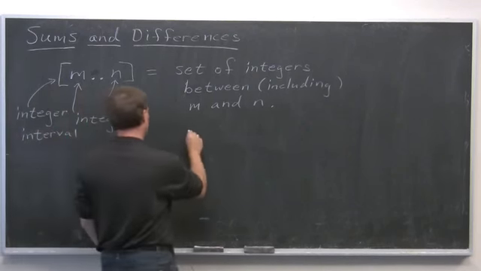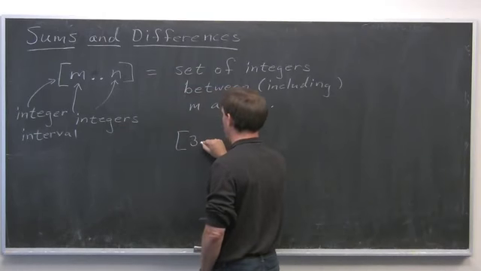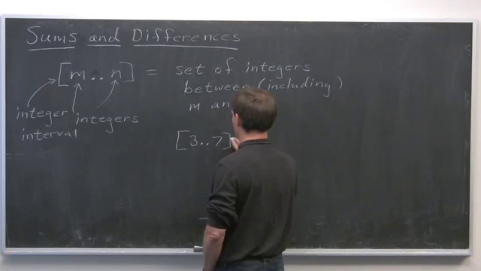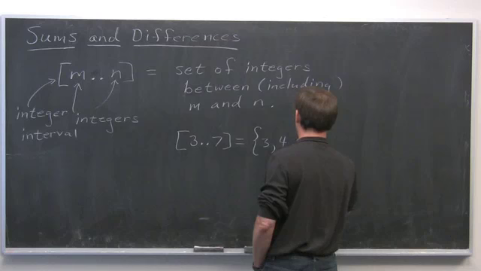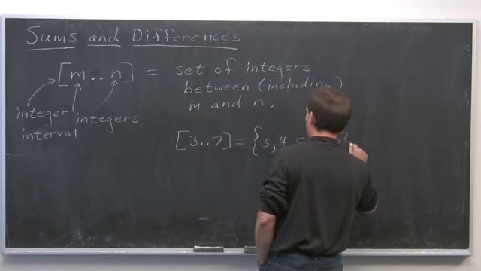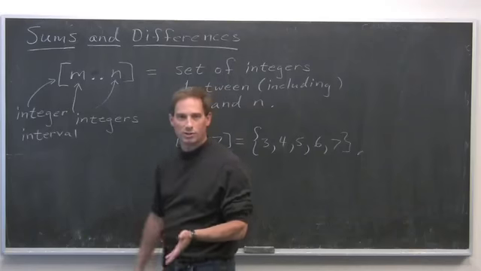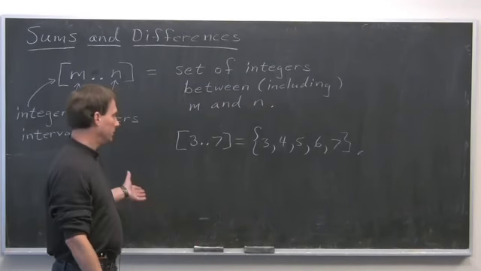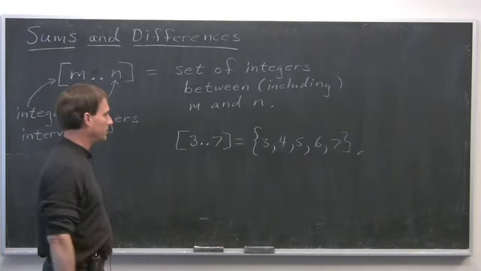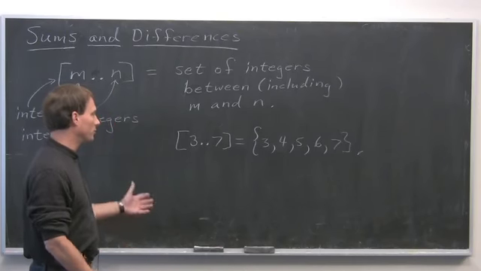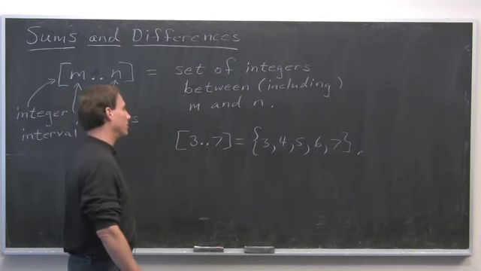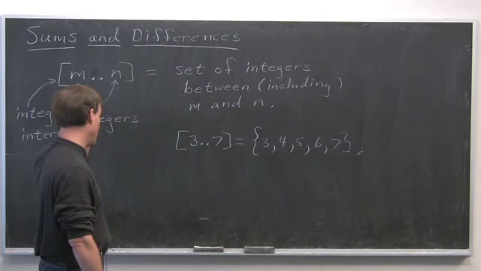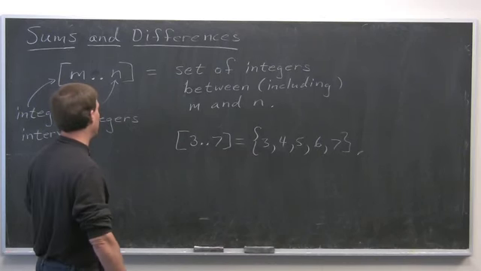You know, a trivial example, 3 dot dot 7 means the set 3, 4, 5, 6, 7. Technically, it's an ordered set, but the size of the numbers, the less than, already puts an ordering on them, so it's not so important to distinguish in the notation between an ordered set and just a set. It's a set of integers between m and n.